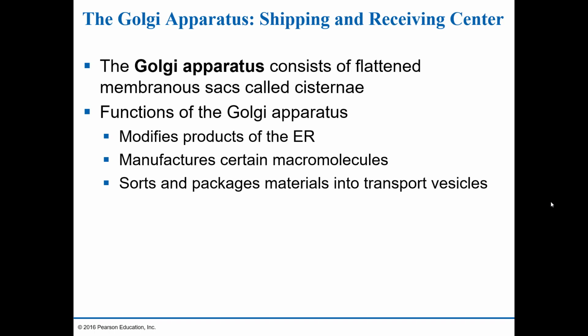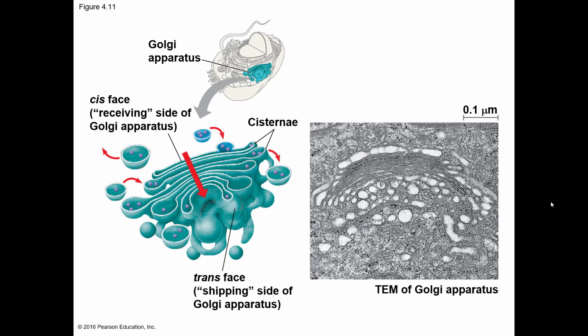The Golgi actually is more of the warehouse, I suppose, shipping and receiving center. So it'd be like the place where all the packages go to UPS before they get shipped out to all the homes. The Golgi is a flattened membranous sac. It's called cisternae. The functions of the Golgi are that it modifies products for the ER, for the endoplasmic reticulum, so it kind of fixes things for them. It manufactures certain macromolecules, and then it sorts and packages things into transport vesicles. It is the UPS of the cell.